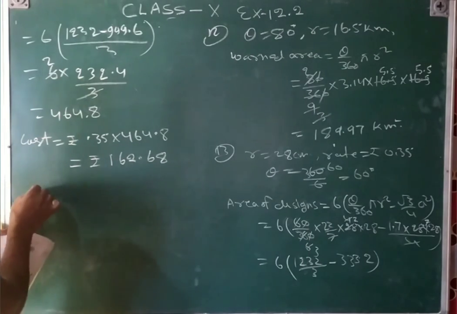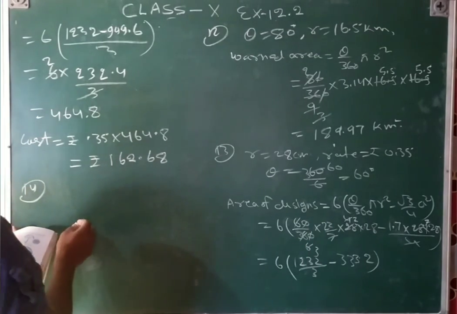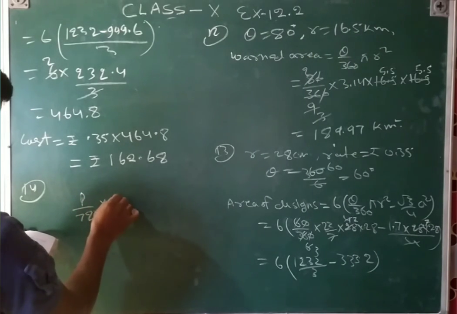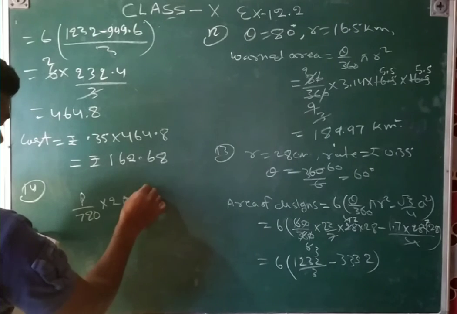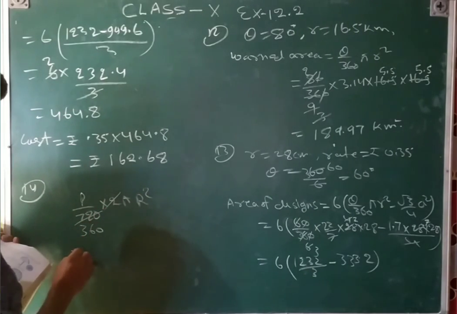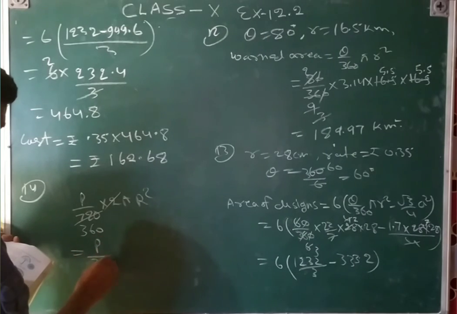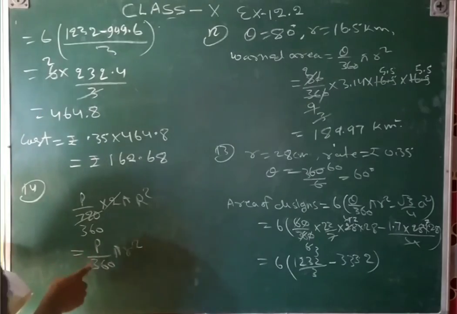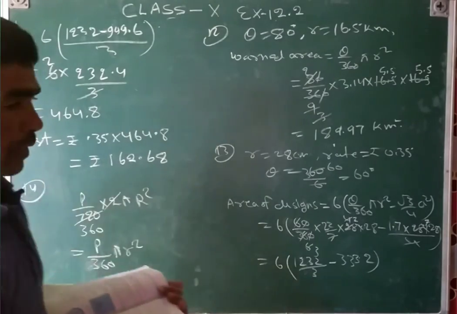And then the last question, D part is right. Why is D part right? We will see here that P upon 720 into 2 pi r square. So that cancel by 2 3 ja 2 6 ja, that is P upon 360 pi r square. This is the formula of theta upon 360 pi r square. Okay.